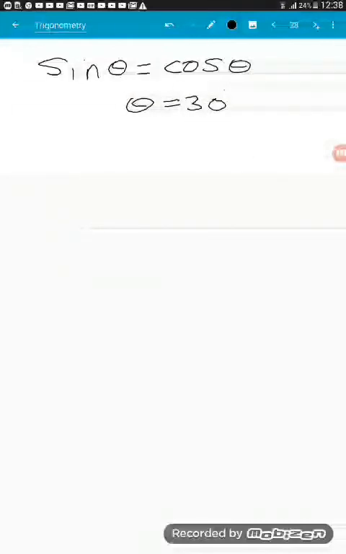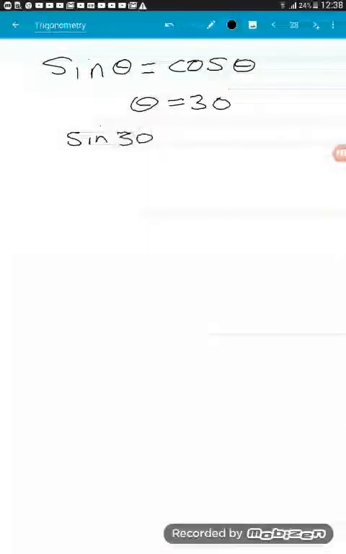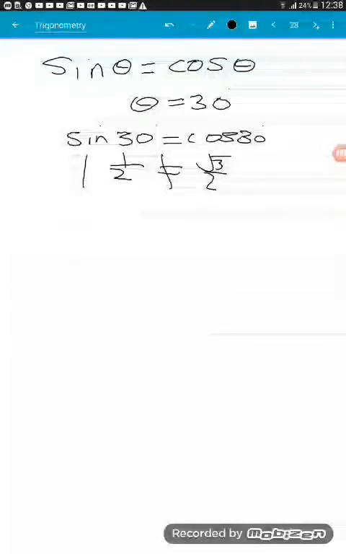Sin theta equal to cos theta for all values of theta. This means theta is any value in degrees. For example, theta equal to 30 degree. Sin 30 equal to cos 30? We can't say this, because sin 30 is 1 by 2 and cos 30 is root 3 by 2, which is not equal. Therefore it is not equal for every value of theta.